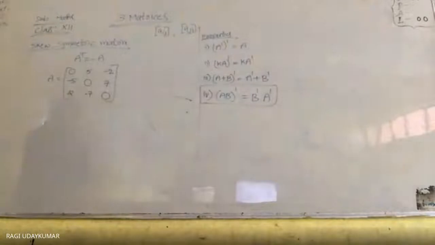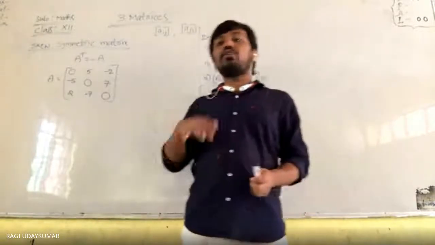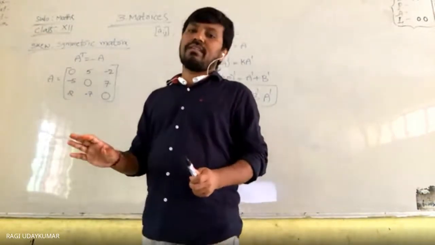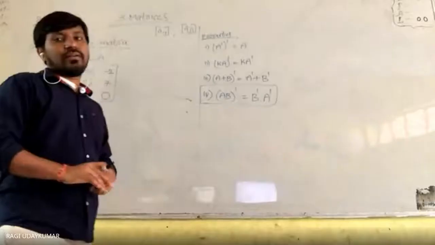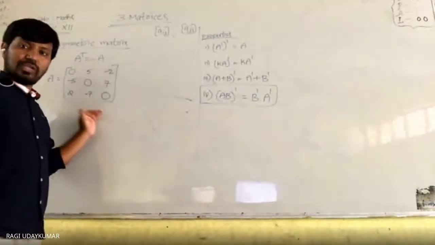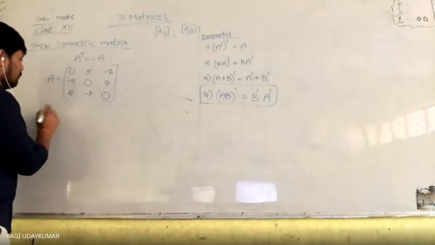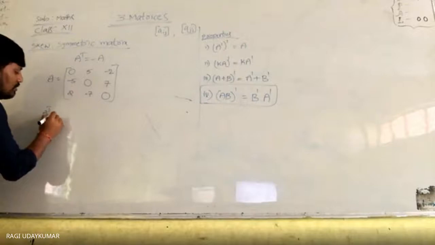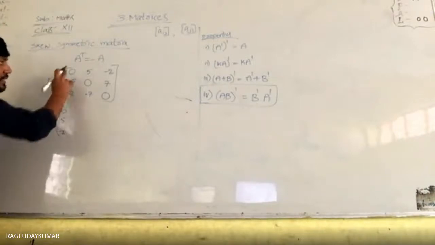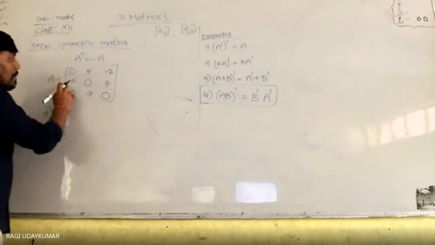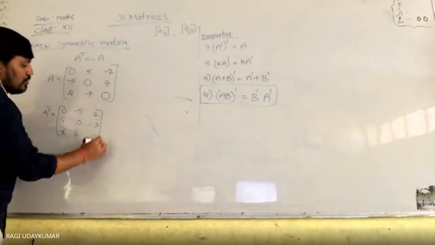Now this is a condition you can remember: the first row second column element and the second row first column element should both be additive inverses. If you have additive inverse elements, then you can say that the matrix is a skew symmetric matrix. You check this one, whether it is skew symmetric or not. A transpose: what do you get? 0, 5, minus 2. This row I have to write as a column. Minus 5, 0, 7. 2, minus 7, 0.